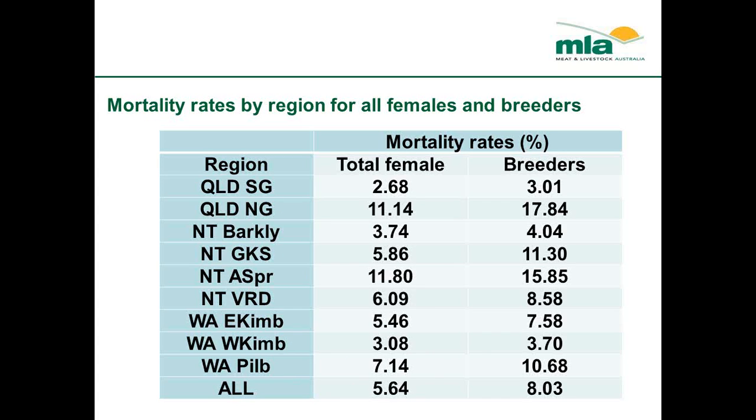Now the next table is again showing the total female mortality rate, but we've added a column to the right, which is the breeders. So we've done that extra calculation where we've assumed that the mortality rate in the non-breeding females was 3%, and we've come up with these mortality rates for breeders, as you can see. So you might like to look at your particular region of interest, but you can see that for all the properties, all the regions, the female mortality rate was 5.64, and the mortality rate for breeders was 8.03%.